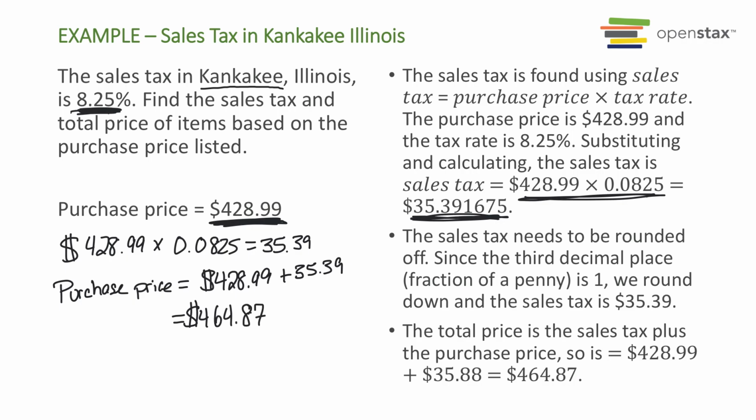$464.87. And again, taxes are weird because there's sales tax on goods, but there's also sales tax on produce and food, which is completely different, usually much lower than the sales tax on consumer goods like televisions and computers. But that's how we calculate sales tax.